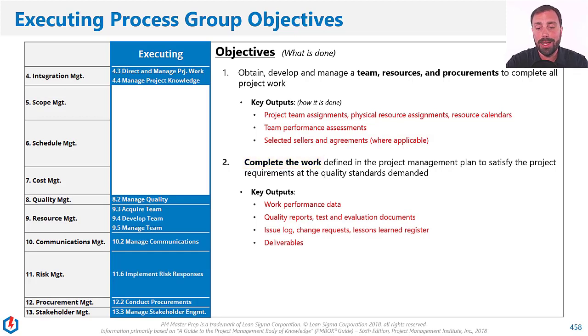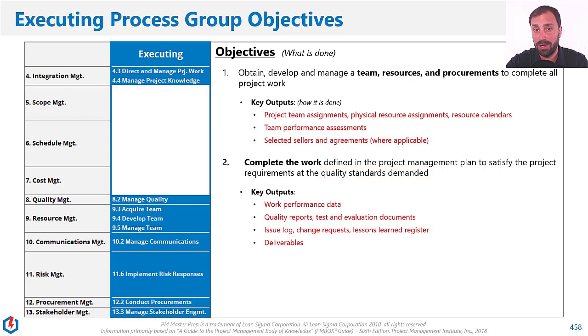It's to complete the work, to produce what we're trying to produce, the deliverables that we're in the game to produce. Okay, and so the project management plan defines what we're trying to do here and how we're going to try to do it. And then we're trying to satisfy the project requirements at the quality standard that we demanded. That's what we said earlier. And as we do that, let's think about what happens.